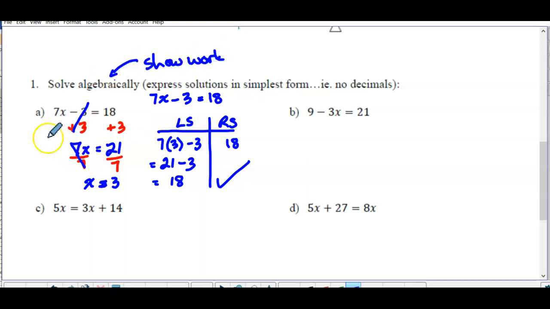Okay, so I need to see at least this step and this one. You don't have to show the plus 3 or the divide by 7, but I need to see some work, not just x equals 3 and not putting it back in. Okay, next one, we want to get the x term by itself.